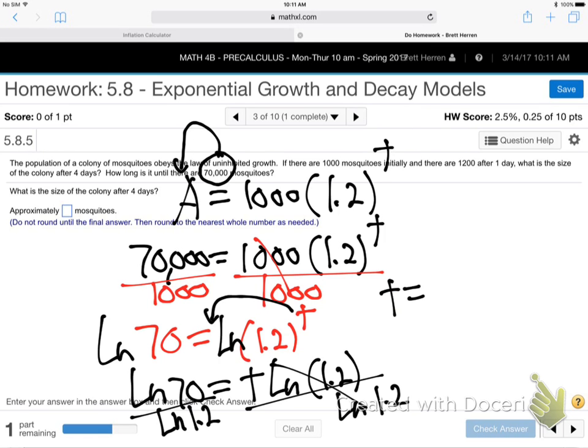So T equals, somebody got a number on there? 23.3. Round to the nearest whole number, so we'll just say 23. Is that days? Yeah, it's days. In 23 days, we got 70,000 mosquitoes. That's how they calculate some of these biology formulas. Is that good? Questions on that?